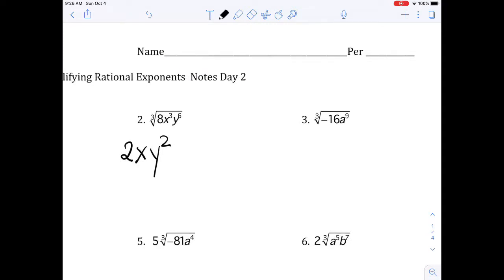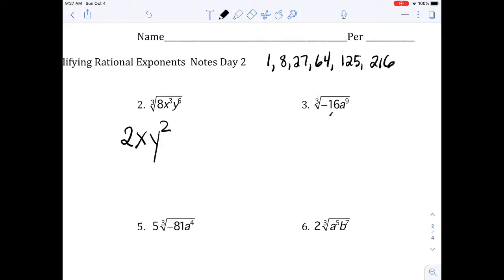Number 3, we have the cube root of a negative number, which is a real number. It's not an imaginary number. We can do cube roots of negative numbers. But 16 is not a perfect cube. So let me write the perfect cubes up there. 1, 8, 27, 64, 125, 216.